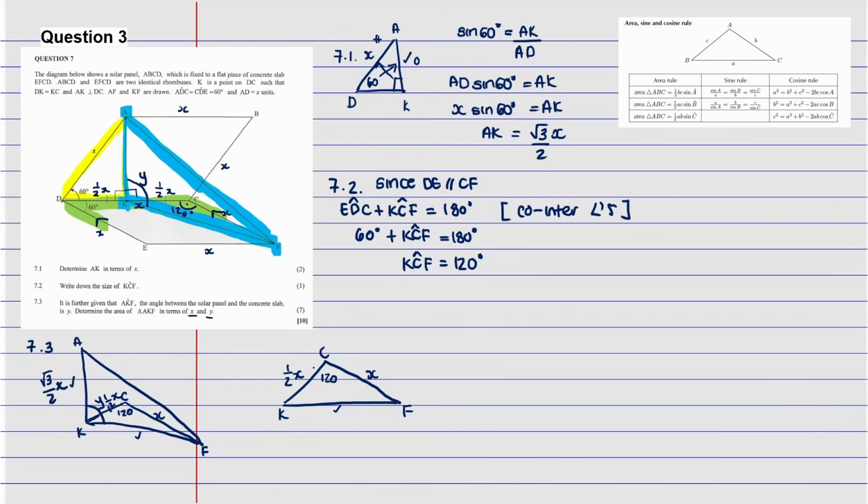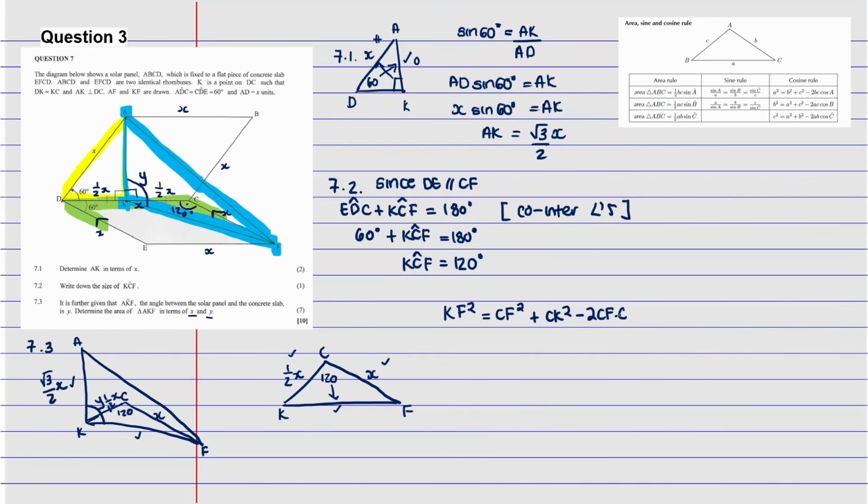So now let's solve for this side. We see that we have the angle and the included sides, so that's perfect. What does it mean? We can use the cos rule, because we have the two included sides and the angle, and the side that we want. So KF squared is equal to CF squared, plus CK squared, minus 2 CF.